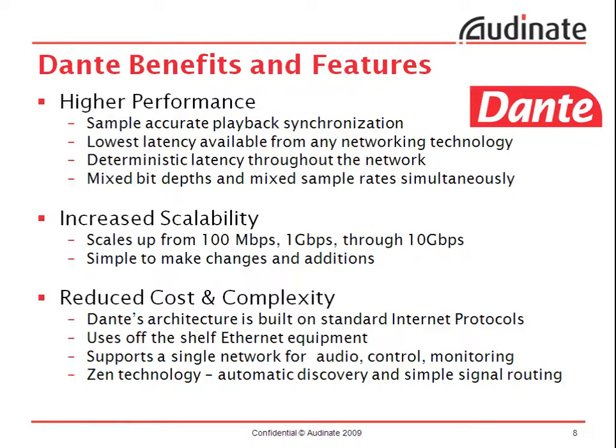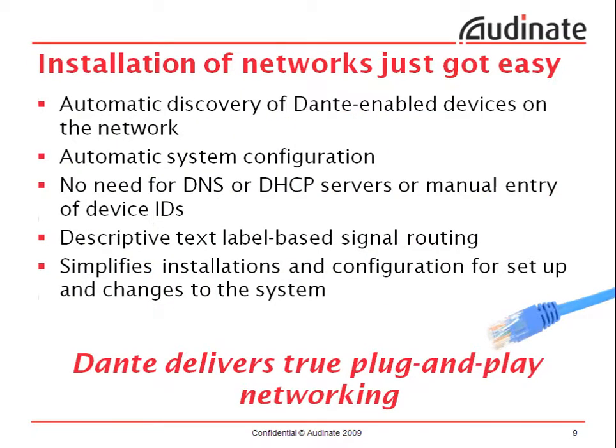Finally, a key feature reducing the cost and complexity of the management of Dante networks is what we call the Zen technology, and this offers automatic discovery and simple signal routing. So how does Dante make the installation of networks easy? The first step is to make it really easy to discover Dante devices connected to a network. You plug the devices in and turn them on, and they automatically become visible to a signal routing application like the Dante Controller. However, before communicating on the network, each device must correctly configure various networking parameters.